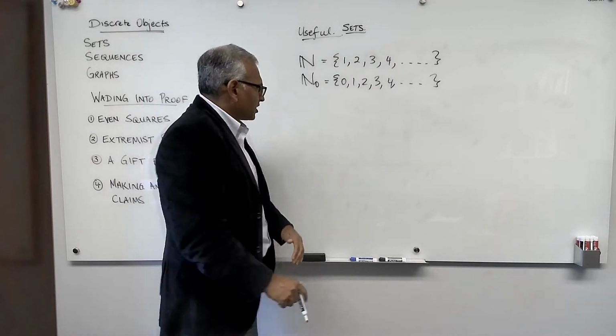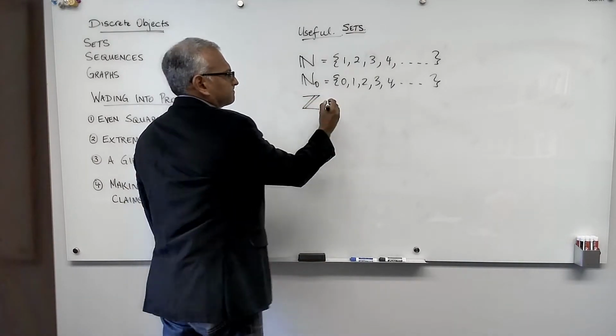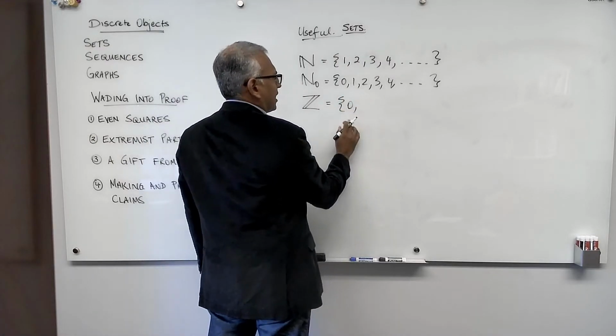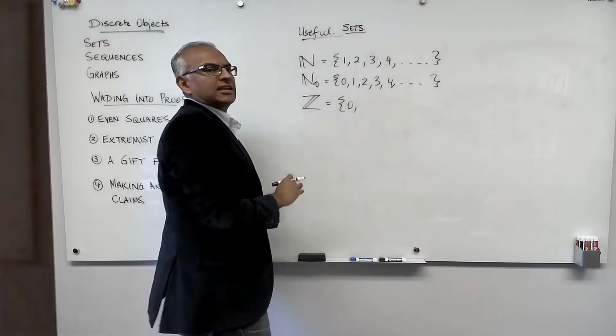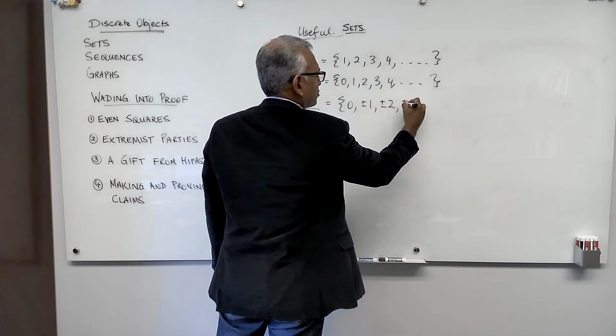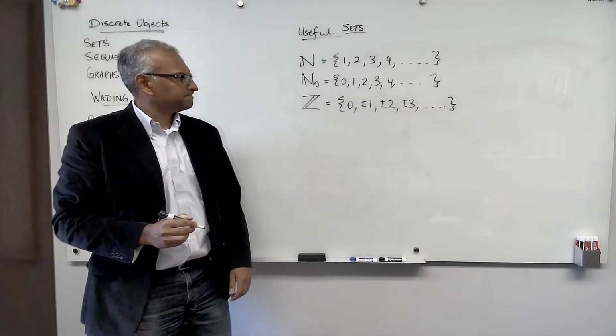Another useful set for us is the set of integers. The set of integers does include 0, but now it's the natural numbers and also their negatives. So plus or minus 1, plus or minus 2, plus or minus 3, and so on, fill in the blanks, dot, dot, dot.